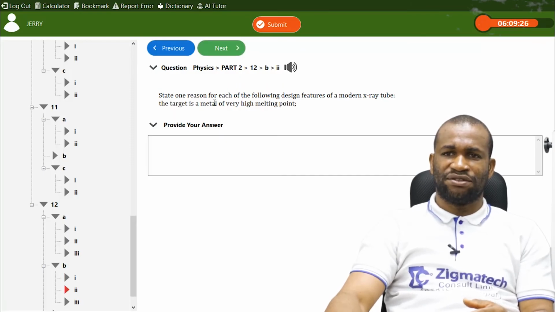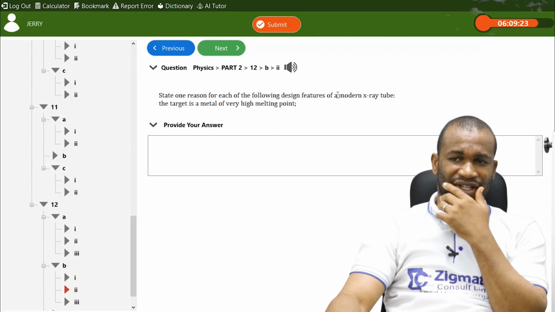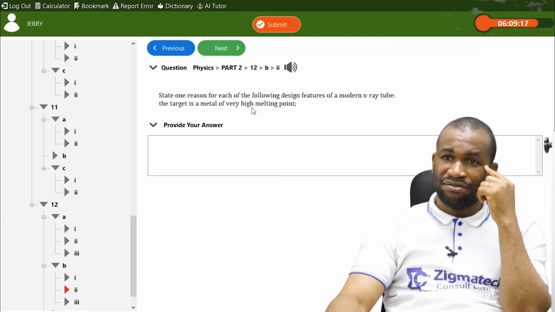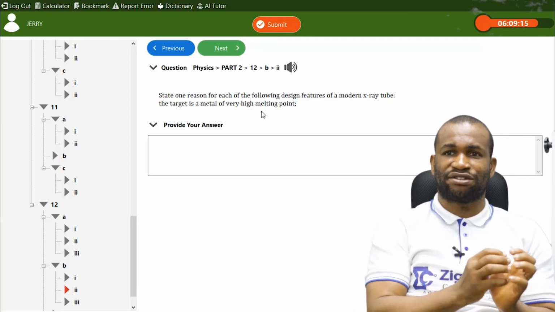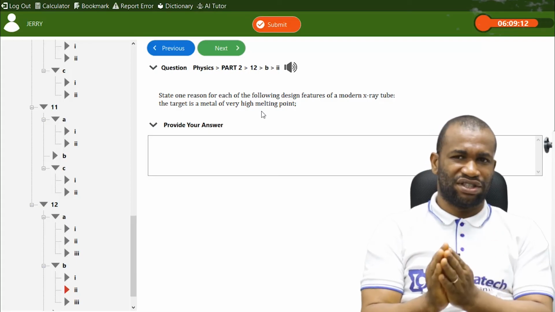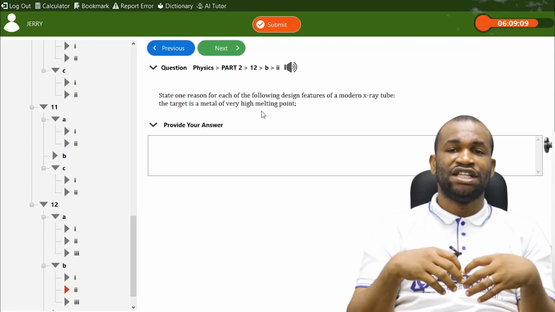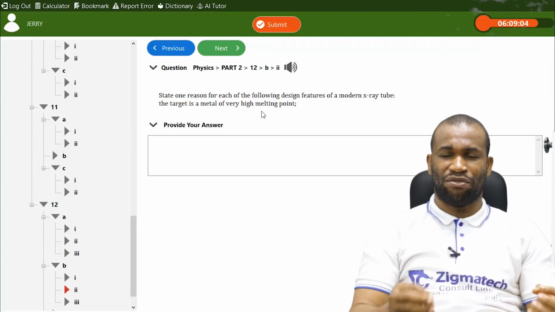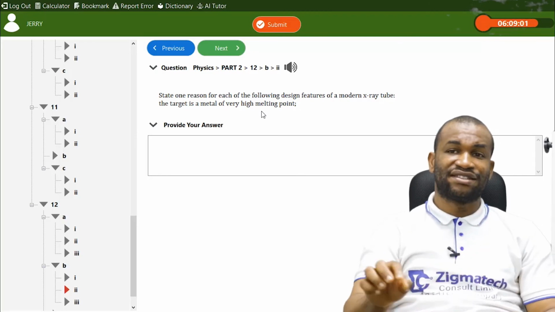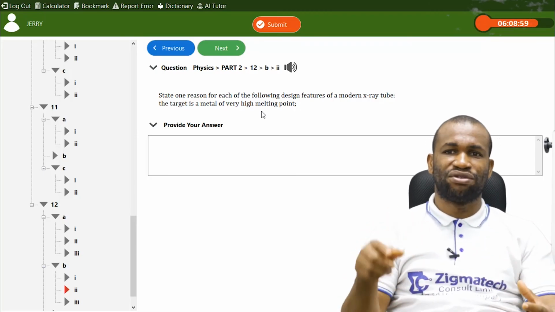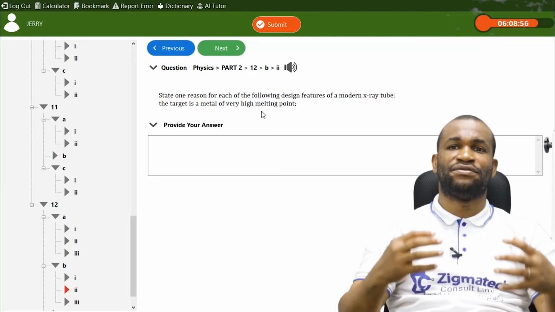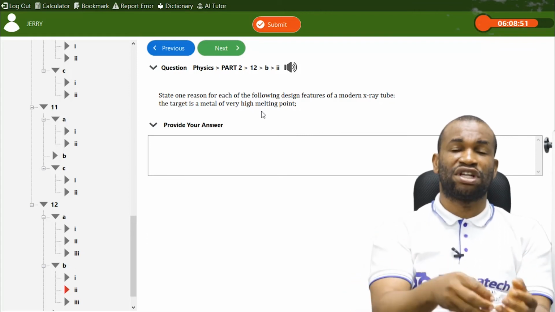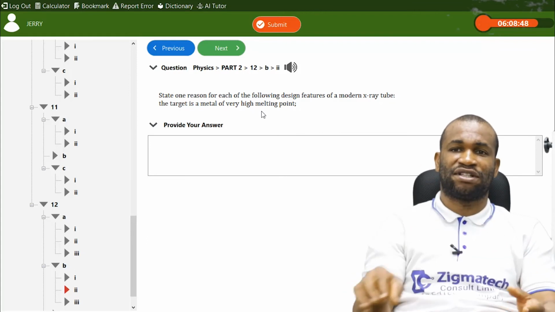State one reason for each of the following design features of a modern X-ray tube. A target is a metal of high melting point. Yes, the target is where the electrons hit. Whenever something is moving at a high speed, it will have a very high temperature, because temperature is the average kinetic energy of the molecules. Now, when electrons hit the target, their temperature is very high. So the target itself must have a very high melting point, in order not to destroy or melt that particular element.